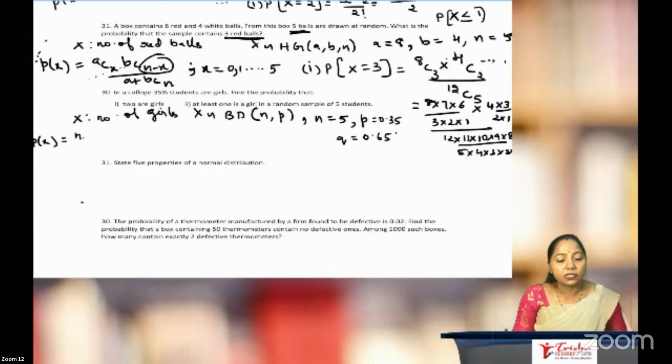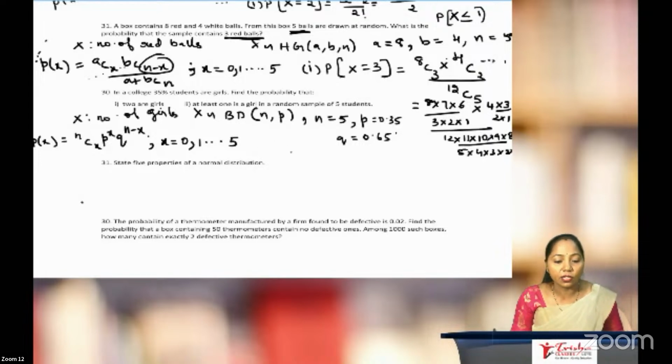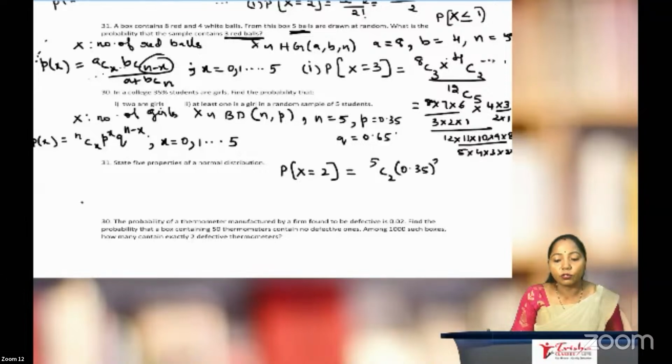So we write the mass function. So that is NCX, P to the power X, Q to the power N minus X. X takes values from 0, 1 to N. In this case, our N is 5. So they're asking you to find the probability that 2 are girls. X is equal to 2. Number of girls is 2. So when X is 2, we use the mass function. 5C2 0.35 to the power 2, 0.65 to the power 5 minus 2, that is 3.